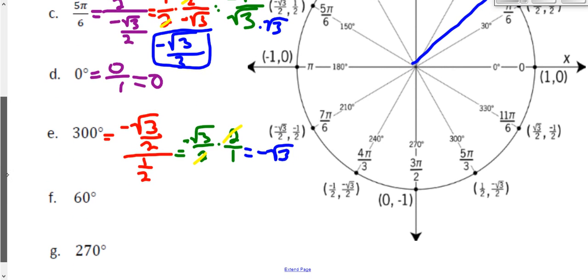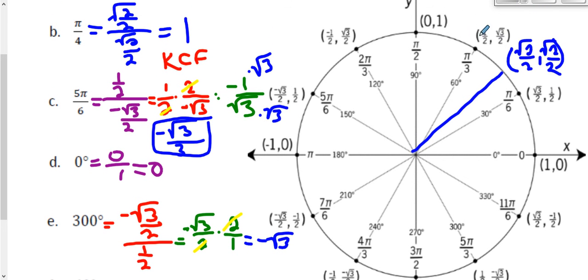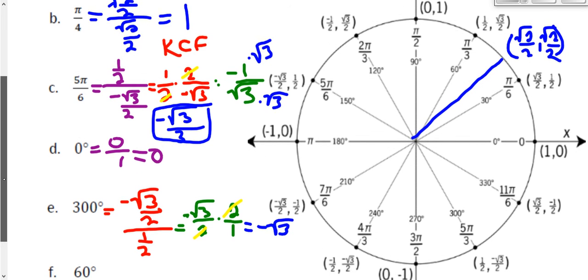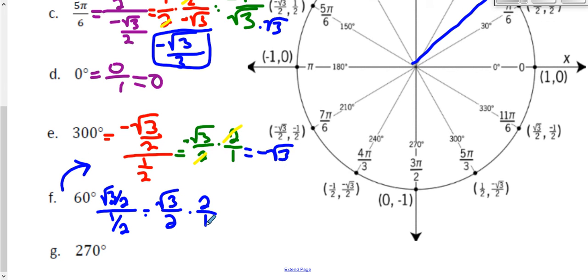For 60 degrees, that's up here on my unit circle, right over here, 60 degrees. This is the coordinate pair. So we're going to take that root 3 over 2 divided by 1/2. Again, we can keep, change, flip. You'll notice it looks a lot like the top one, except the root 3 over 2 is not negative. So square root of 3 over 2 times 2 over 1. The 2's will cancel, and we end up with just the square root of 3. So this one's almost the same, but it's positive.